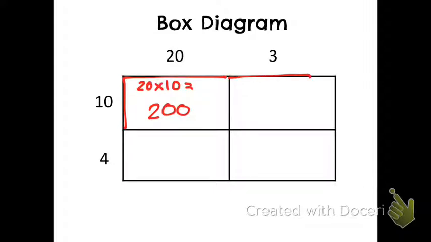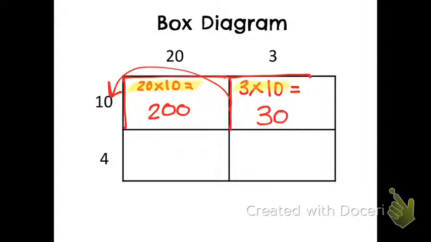Over here, again, I start with what I have on the top, which is my 3. I go over to the side, but I have to look all the way over here, and I see that I've got my 10. So I end up with 3 times 10, which would be 30. When you're doing a box diagram for right now, I do want to see this portion in your notes as well.